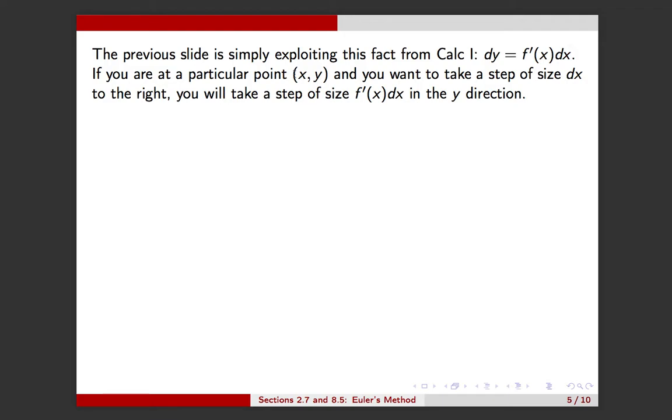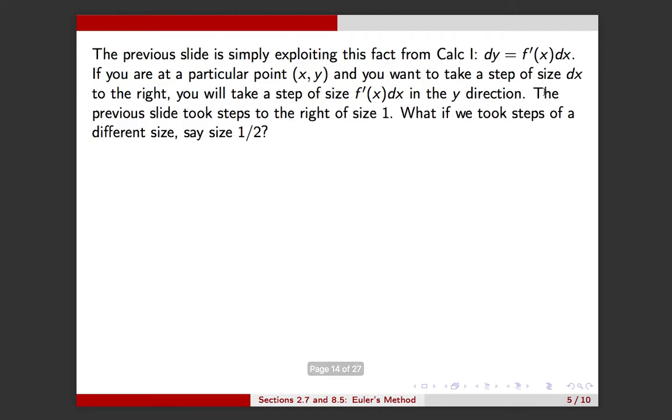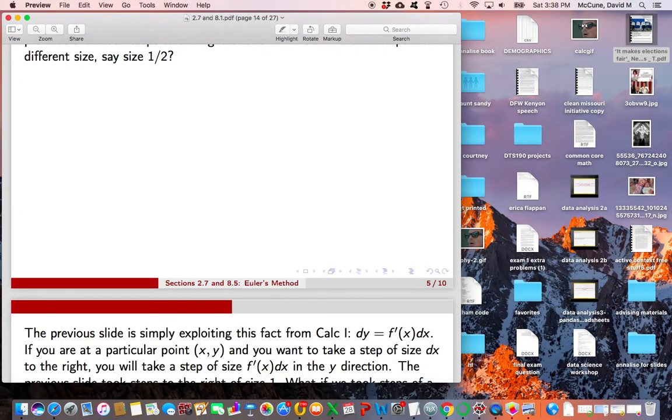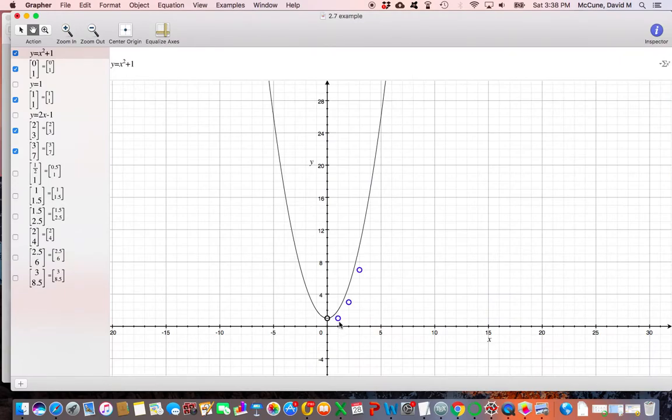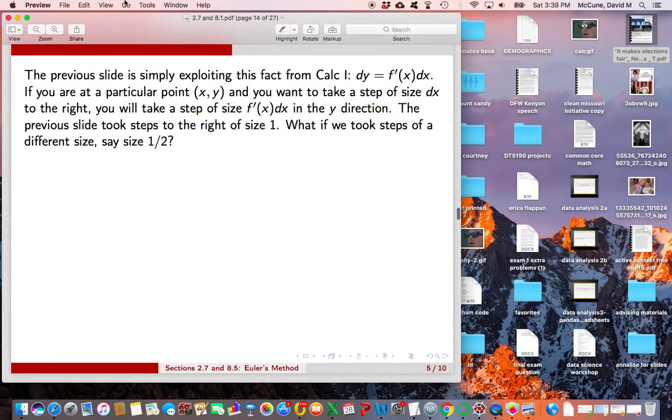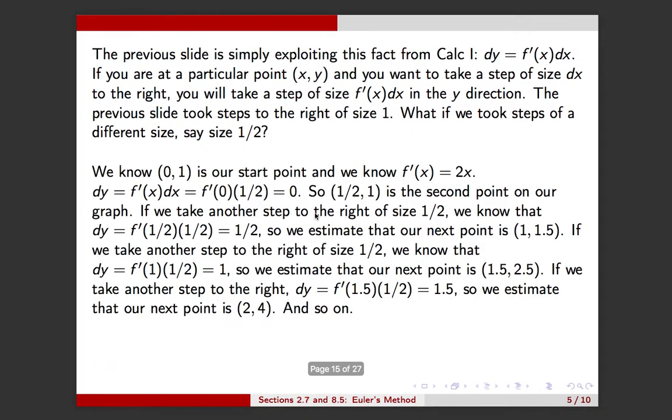So anyway, all I'm saying is if you're here, at x, y, and you want to take a step of size dx to the right, on the previous slide dx was 1, but you can let dx be whatever, you will take a step of approximately this size in the y direction. Again, this is just like the first month of Calc 1. So just to give you another example, the previous slide took steps to the right of size 1. Well, what if you decided to take smaller steps? Because we said at the beginning, this first little point I have here, maybe I stepped too far along this horizontal tangent line. Maybe I shouldn't have stepped so far. So let me now do step sizes of a half, and look at how that goes.